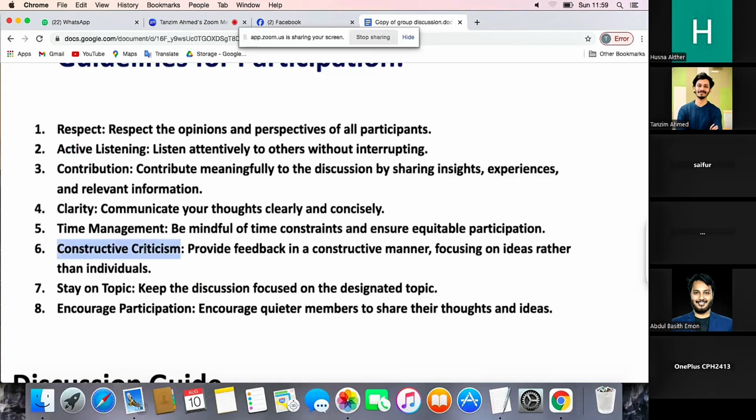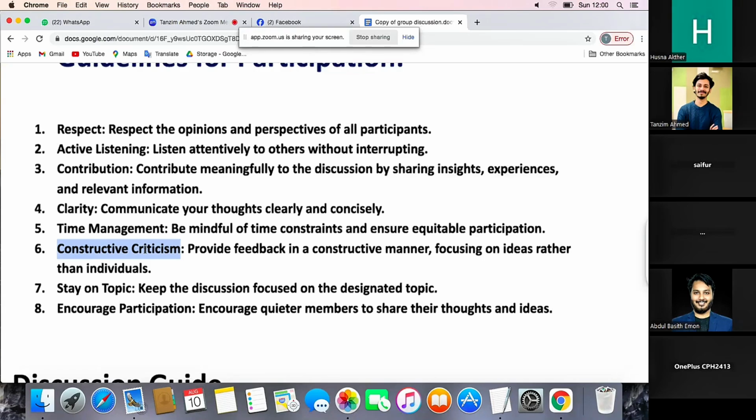And constructive criticism. Constructive criticism is really, really, really important for this interview. Constructive criticism means you can argue with the topic, but not with the person. You have to respect the person. Maybe what the person is saying is something you don't like, but you have to argue with the information.